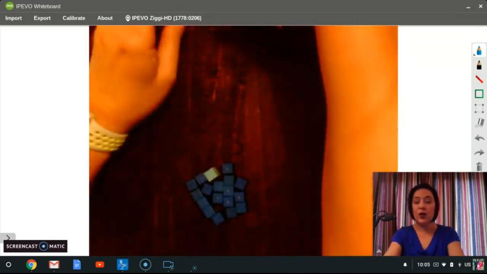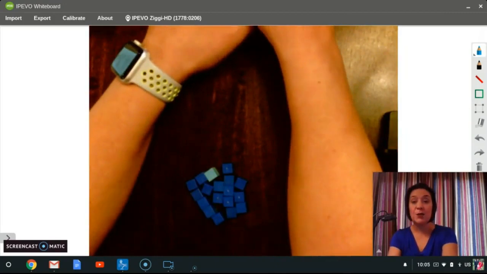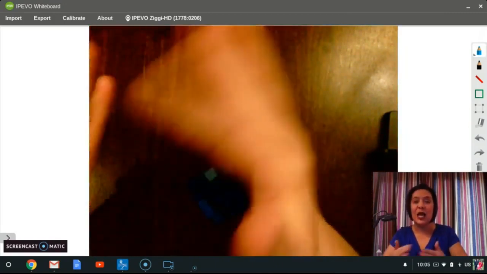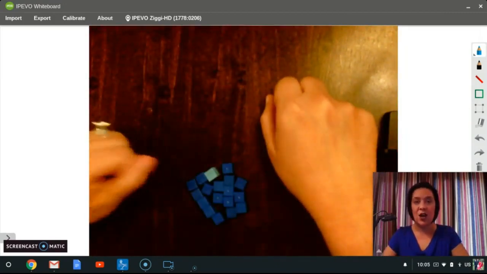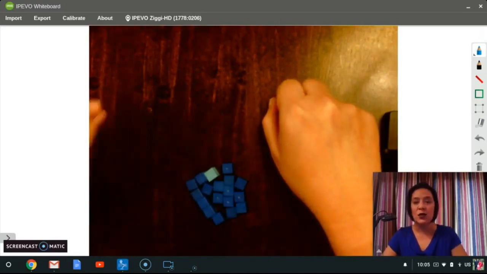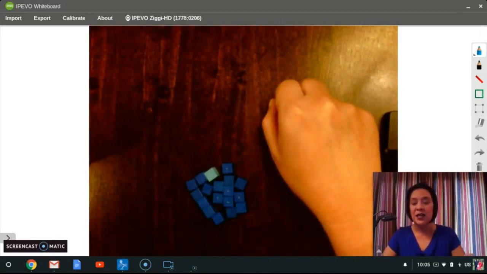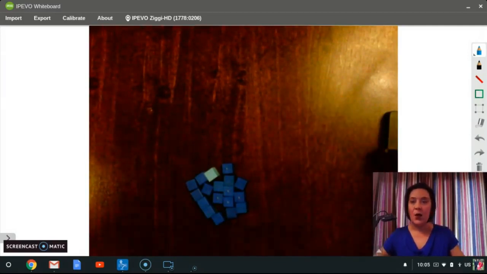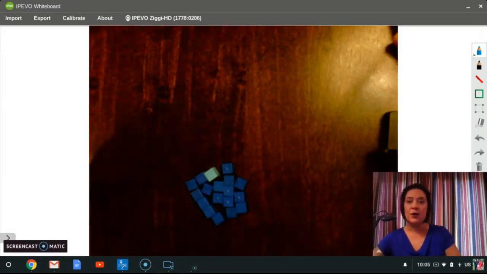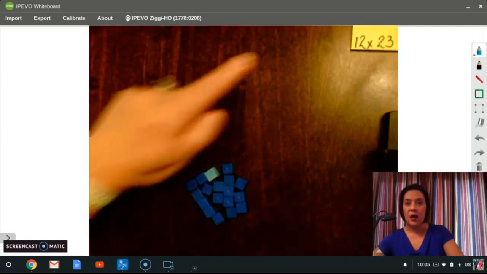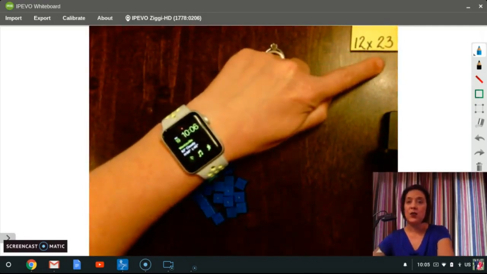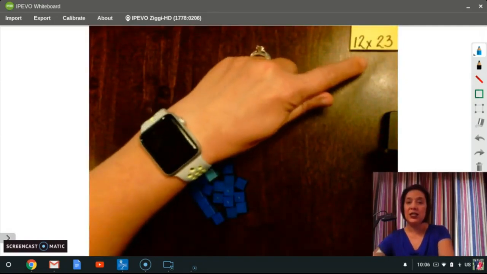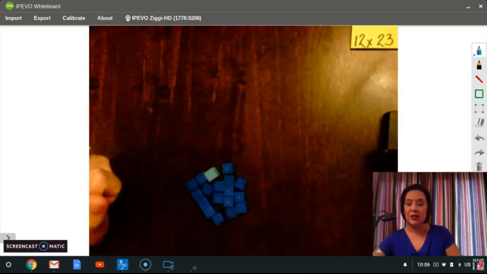But it's important that we use that math vocabulary to build on students' knowledge and connect the math to each other. Often students see math as totally isolated and separate concepts, and we want to connect these things. Okay, so we are going to model the math problem of 12 times 23. So 2-digit by 2-digit multiplication.